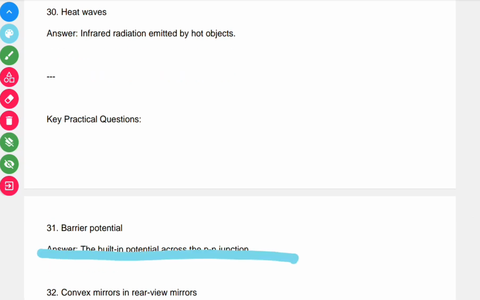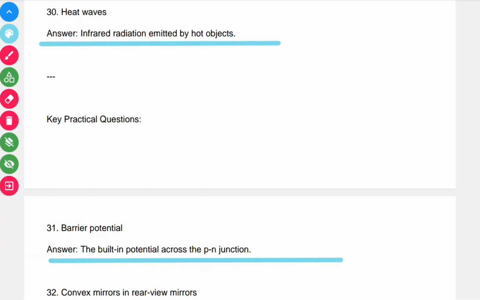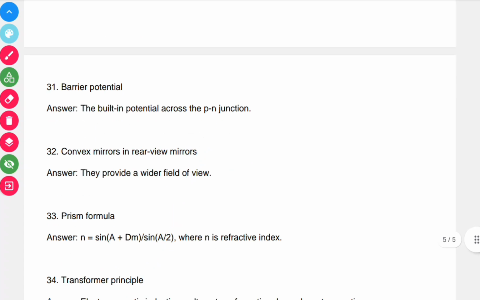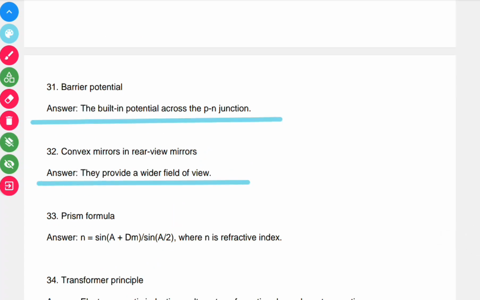Barrier potential, the built-in potential across the PN junction. Infrared emitted by hot objects. Convex mirrors as rear view mirrors, they provide a wide field of view.